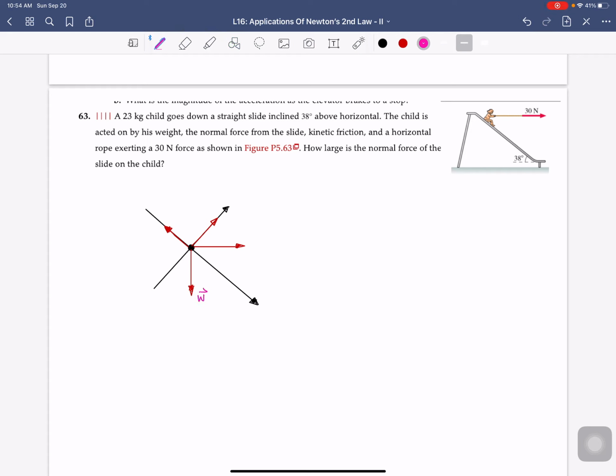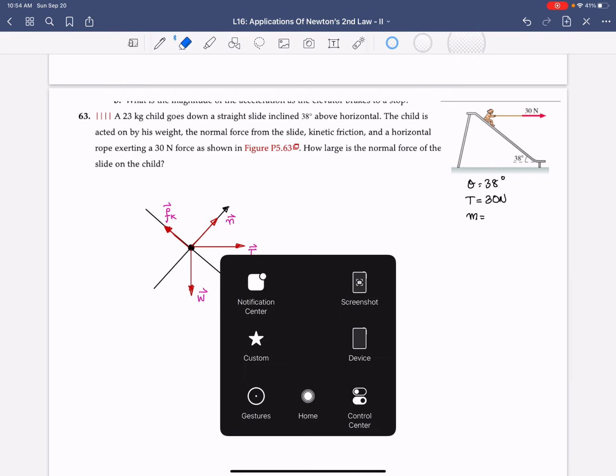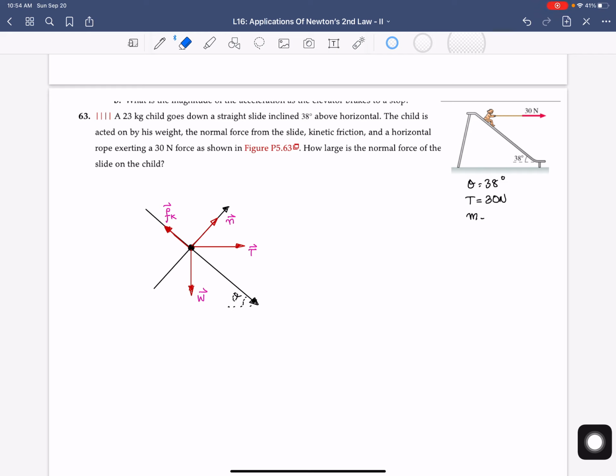There's the weight, the tension exerted by the rope, the normal force, and the force of kinetic friction. The child is sliding down. This angle here is the angle theta of 38 degrees. So theta is 38 degrees. The tension has a magnitude of 30 newtons. The mass of the child is 23 kilograms.